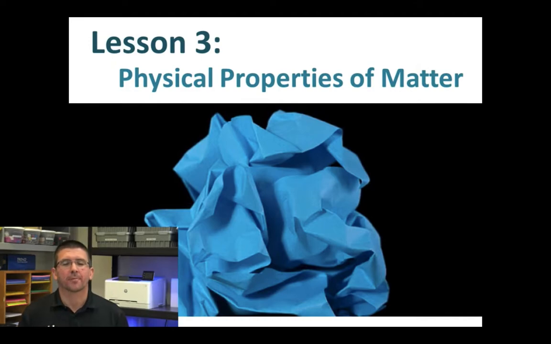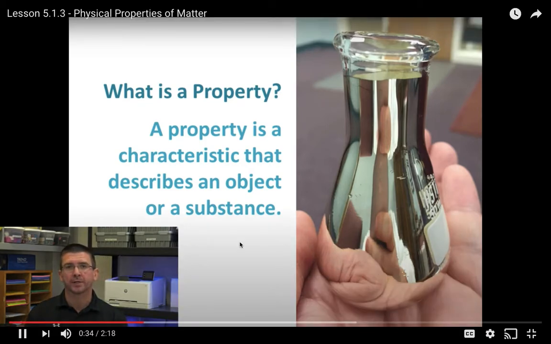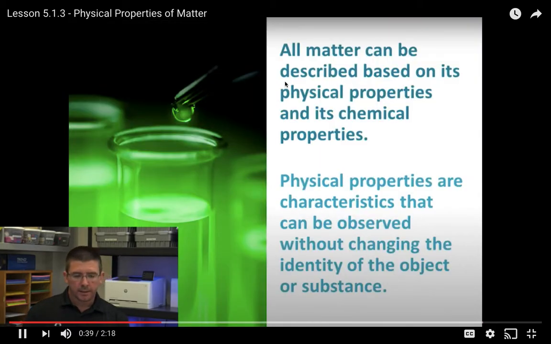For our 3rd lesson in our matter unit, we're going to be looking at physical properties that we can use to describe different objects or different substances. And when we talk about properties, basically what we mean are just characteristics that we might use to describe something. All matter can be described based on different properties that it has. Some of these we would consider to be physical properties, and some would be chemical properties. Today we're going to be looking at the physical properties, however, which are properties or characteristics that we can observe without having to change the object or substance.